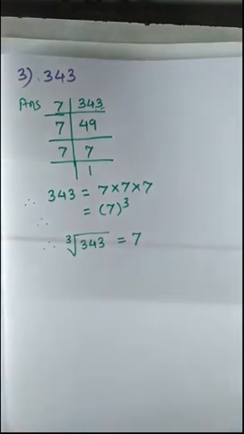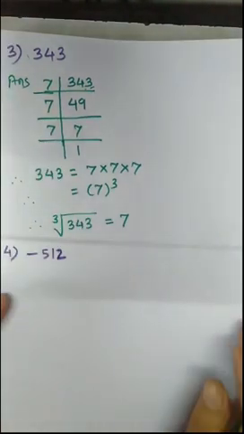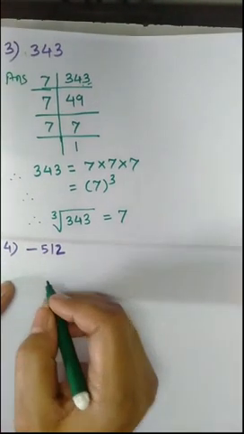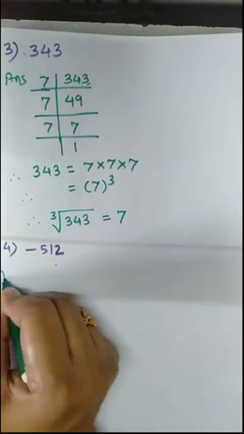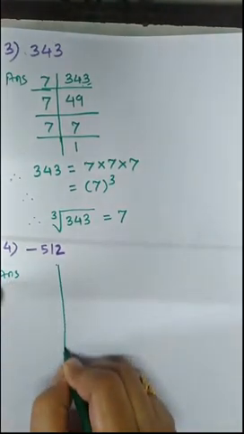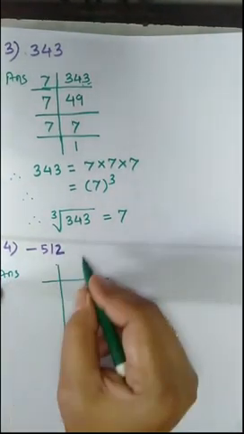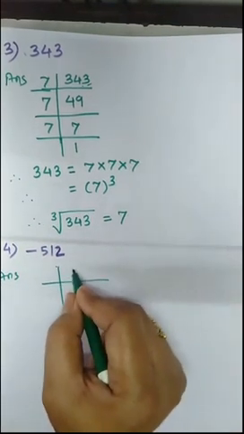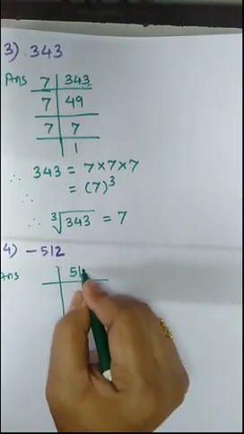Understood? Now next is negative 512. So write down the answer. Factorize the 512. While calculating the factors, remove the negative sign.